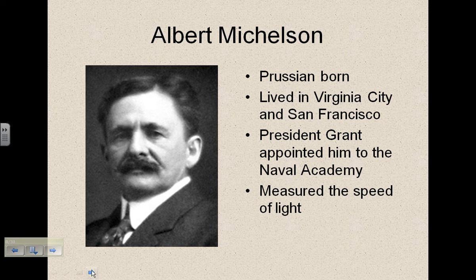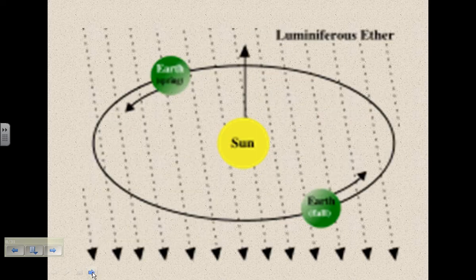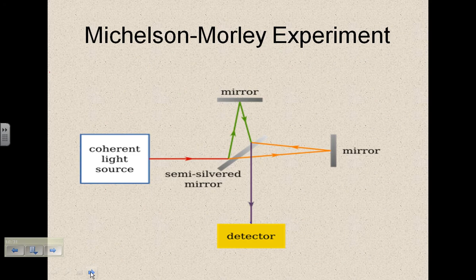I want you to remember Albert Michelson because he, as well as a man named Morley, measured the speed of light. But Albert is also famous for discovering that ether did not exist. At the time, in the late 1800s, they thought light had to travel through a substance, and they called this substance ether. Michelson and Morley set up an experiment where they sent coherent light, which means all the waves are in phase, so all the crests are lined up, all the troughs are lined up.